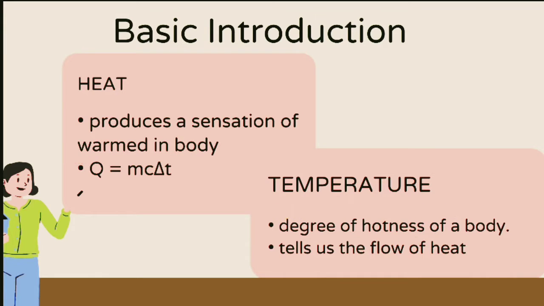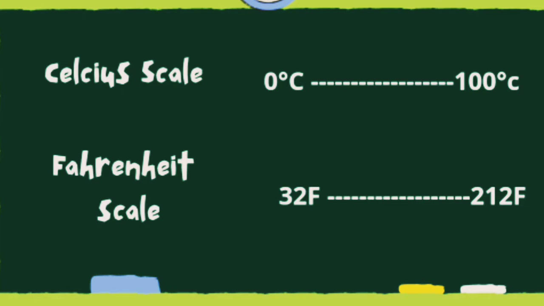Temperature is the degree of hotness of a body. It also tells us the flow of heat, in which direction it is flowing. It is measured with the help of a thermometer. Next topic, we will see different scales of measuring temperature.